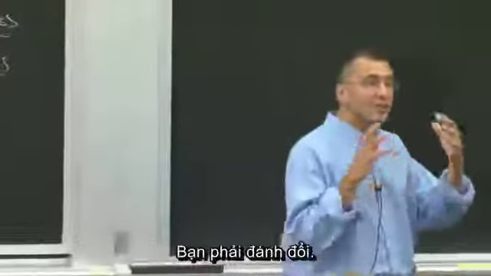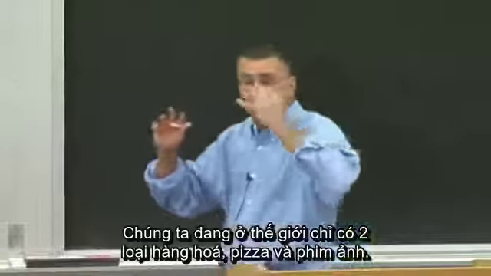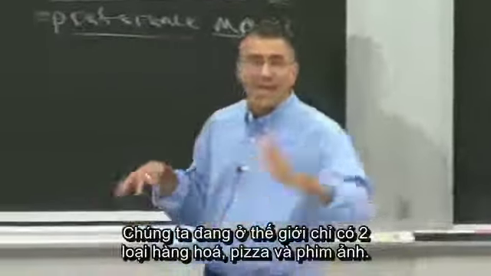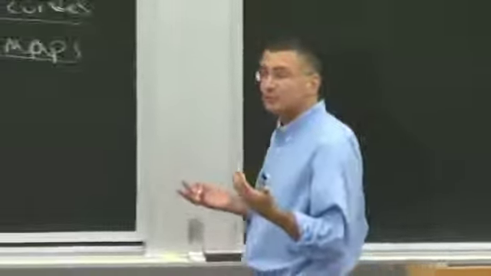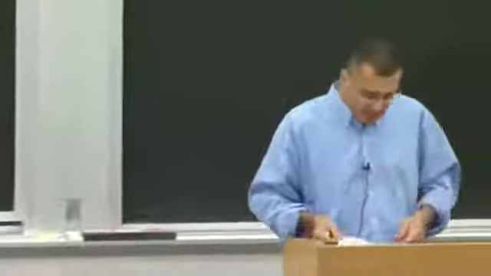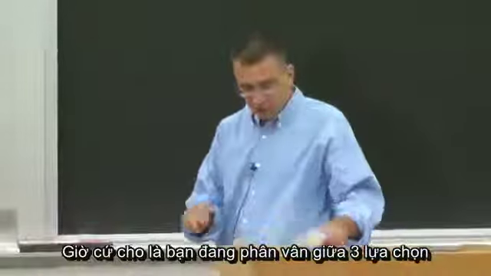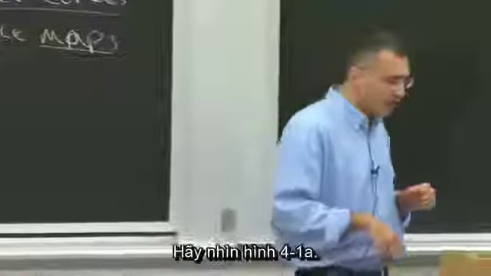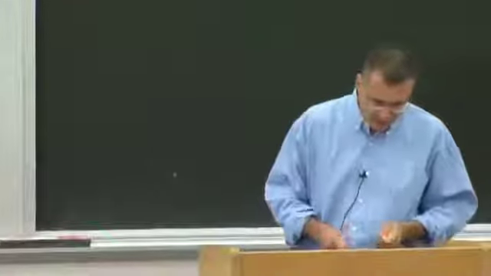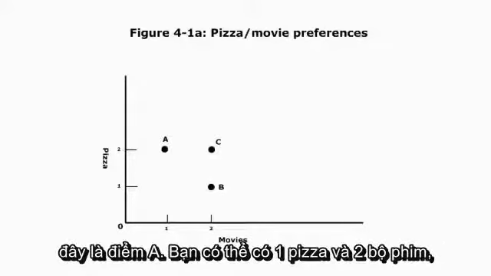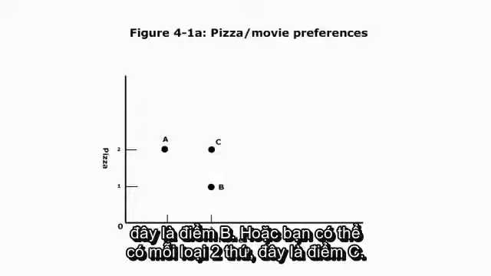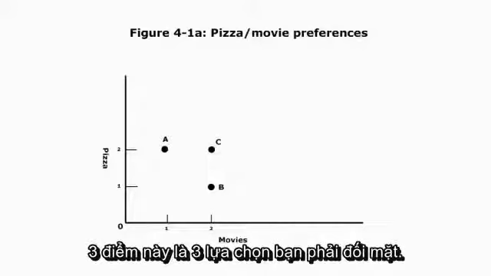That's your decision. That's the trade-off you're making. We're in a world where there's only two goods, pizza and movies. And you're deciding how to allocate the money your parents gave you over pizza and movies. Now let's say that we're going to consider three choices of pizza and movies. So go to figure 4.1a. You can have two pizzas and one movie, that's point A. You can have one pizza and two movies, that's point B. Or you can have two of both, that's point C. There's just three choices you're facing.